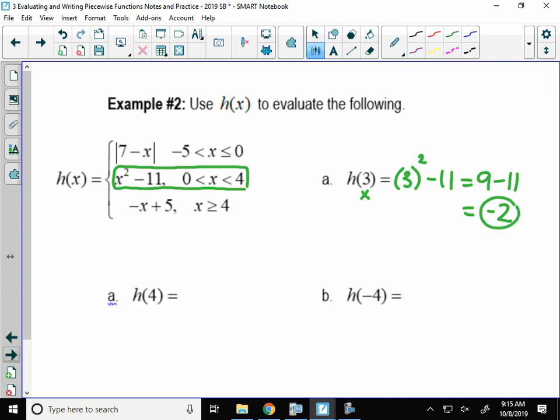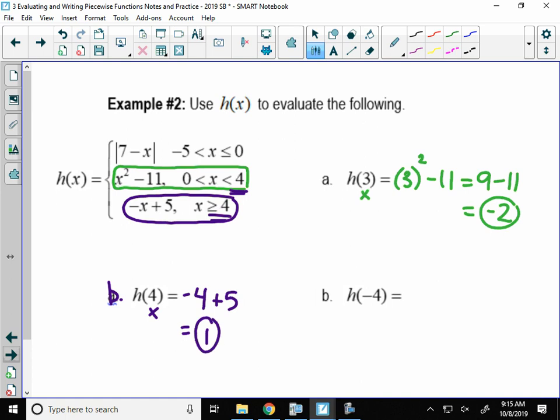Now let's jump down to the second one, B right here. H of 4, that 4 is an x. Now when I look at my domains, I have a 4 in 2 domains here. The 4 is actually only included in the bottom domain, right? It's not included in the middle one. It's less than 4. Here I want to be equal to 4. So I'm going to use that bottom equation. I'll have -x plus 5, which here is going to equal 1.